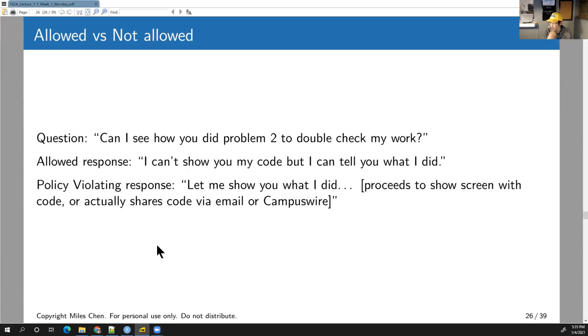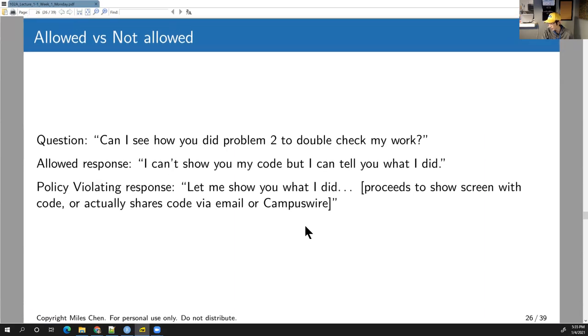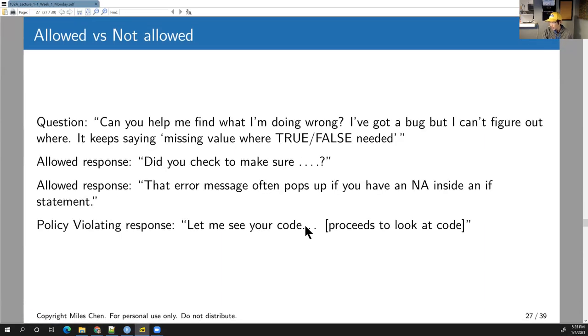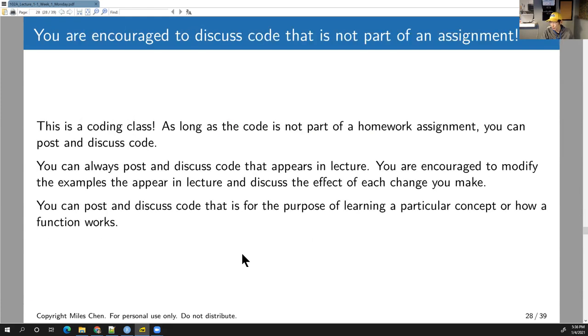Okay, can I see how you did this to double check my work? Again, you can't show your code, but you can say what you did verbally, all right? But showing the code breaks the rules. If you have some kind of bug, you can say, this is the error I keep getting. And you can say, that error often pops up if you have this kind of thing or something like that. But again, looking at each other's code breaks the rules, okay?